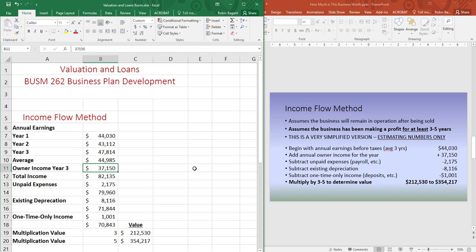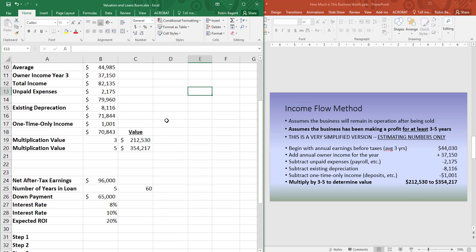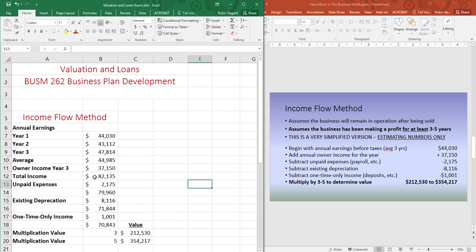That gives you a pretty steady income for what you can expect. You might also want to verify that owner income isn't unusual before you go further. Once you've established your total income, then you want to subtract any unpaid expenses, because those are things that are outstanding. Maybe they have money that they owe to vendors or payroll or something like that. Then that takes us to just under 80,000.